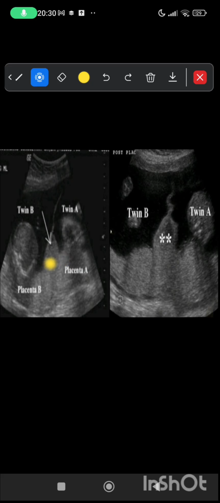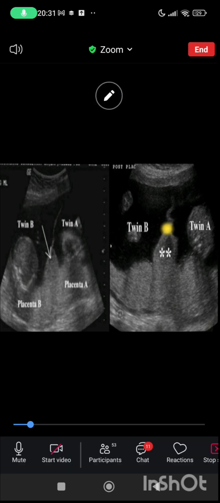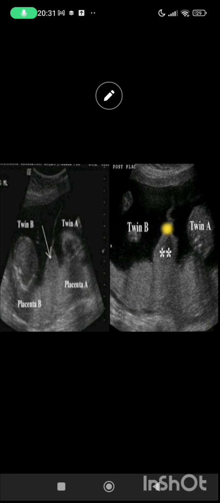So it indicates which gestation? Thin is T and thick is lambda. Thick, making this triangular interface, is lambda. So it shows which type? Dichorionic diamniotic. Yes, dichorionic and diamniotic twin gestation.